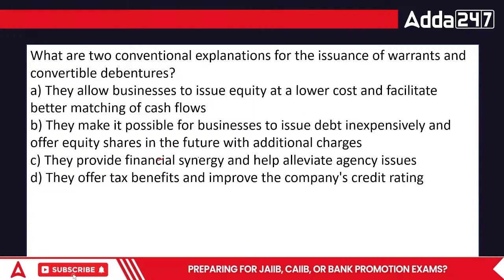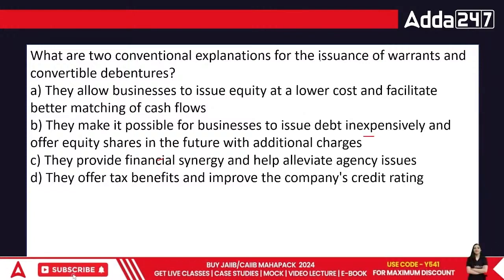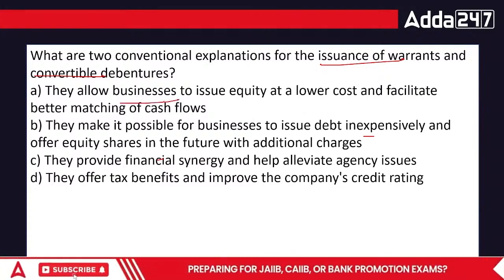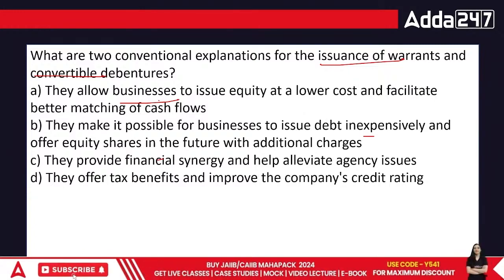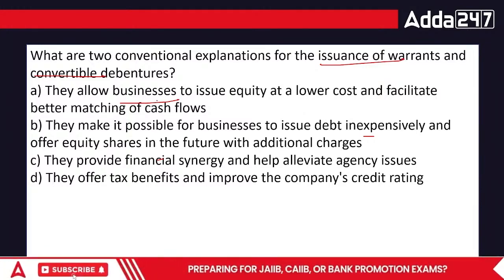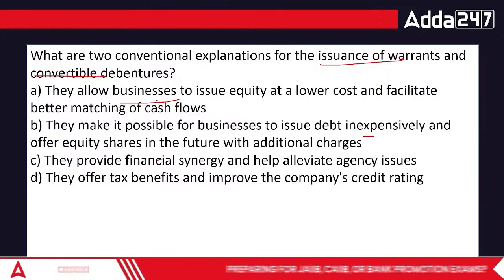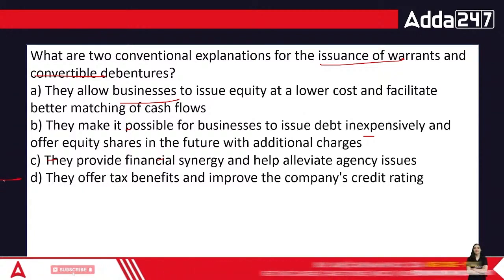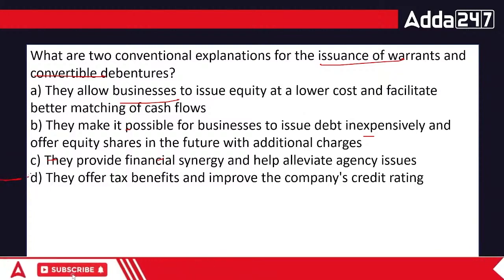What are the conventional explanations for issuance of warrants and convertible debentures? They allow businesses to issue equity share at a lower risk and facilitate better matching of cash flows. They make it possible for businesses to issue debt inexpensively and offer equity shares in the future with additional charges. They provide financial synergy. Financial synergy was mergers. 1 plus 1 is equal to 11.